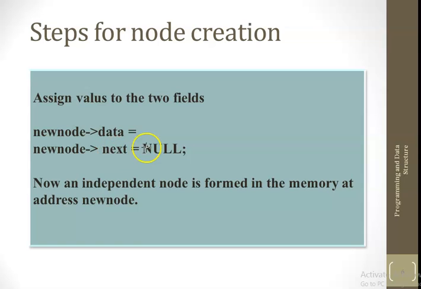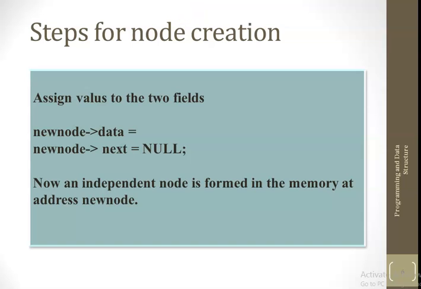Then for the next portion, because this is an independent node, the next field should be filled with null for the first time. So when we are creating a new node, the data field must be filled with some integer value because we have declared that data type as integer. Then the next field should be filled with a null value. Now an independent node will be formed.